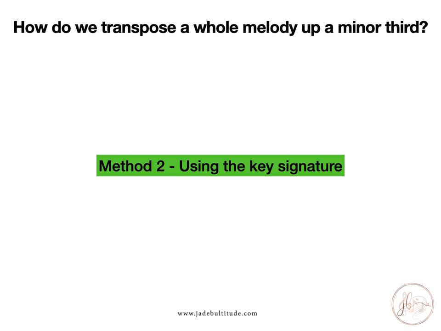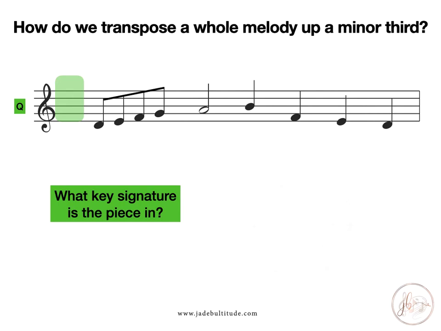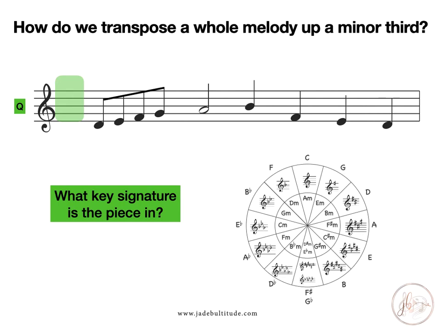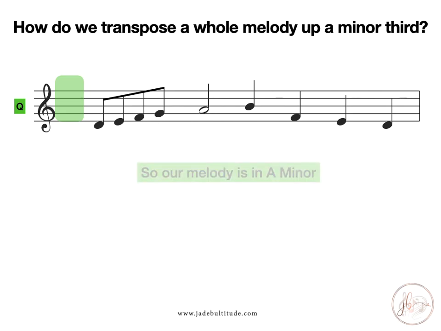Method 2, we could simply use the key signature to help us. So let's look at that melody again. What is the key signature? As you can see, there is nothing in the key signature. So let's take a look at our circle of fifths. And remember to look at the minor key because we are transposing up a minor third. So our melody is in A minor.